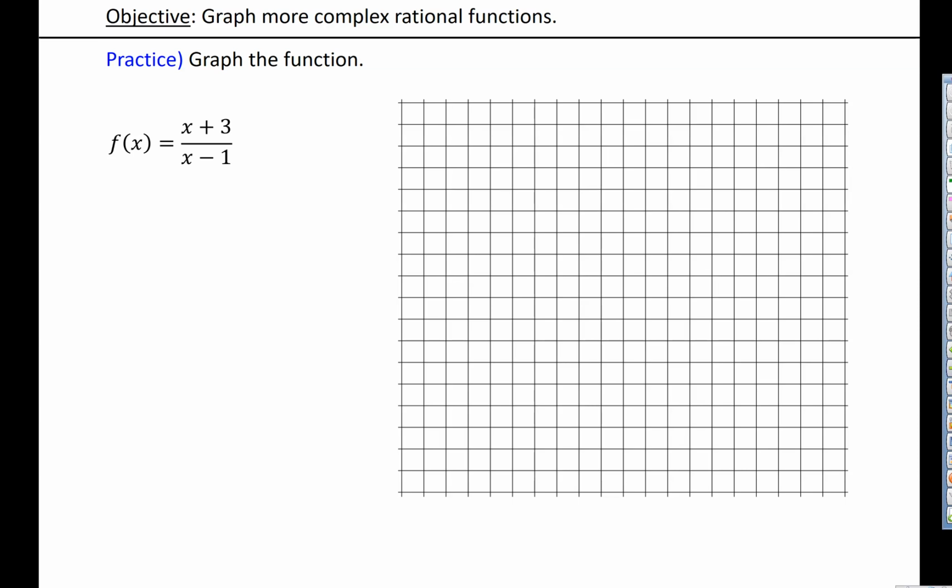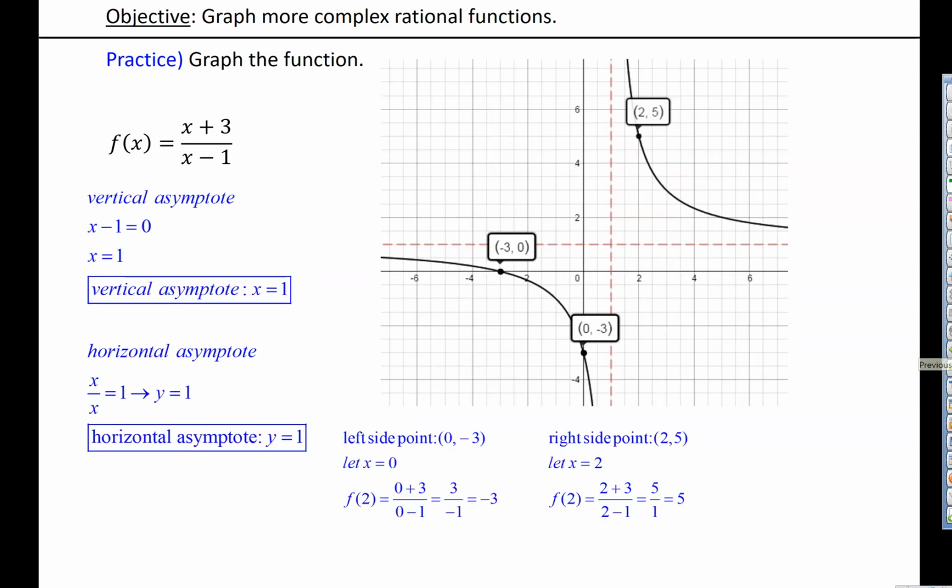All right, let's take a look at the answer here, or the graph with all of its pieces and parts. So here, again, there's no hole. The function as it's given is in its simplest form. The vertical asymptote is x equals 1 because x minus 1 is equal to 0 at x equals 1. For the horizontal asymptote, you're looking at y equals the ratio of those first terms in standard form, x and x, so x over x reduces to 1, and so y equals 1 is your horizontal asymptote.